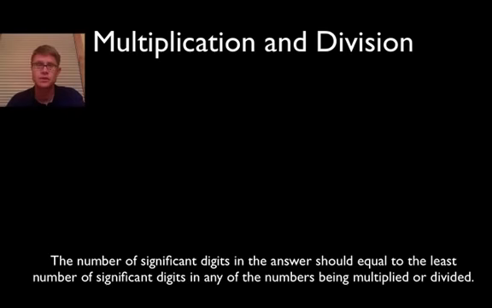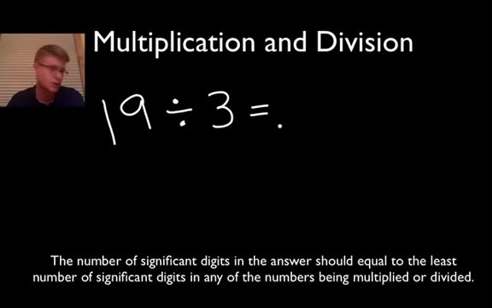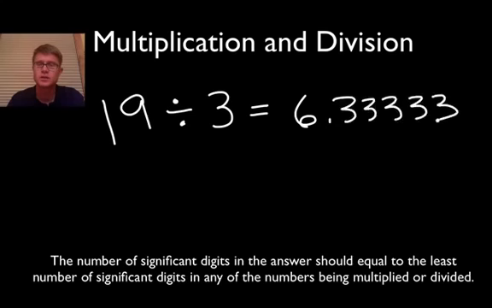Let's try another one of those. So let's say we're doing division for a second. We'll make an easier one. Let's say we take the number 19 and we divide that by the number 3. What do we get for an answer? Well, in our calculator, we get 6.3333. It just keeps repeating like that.